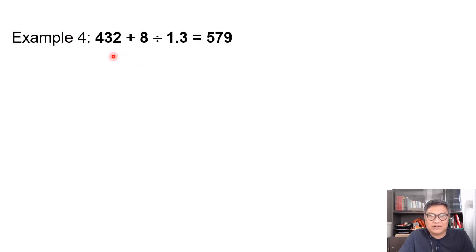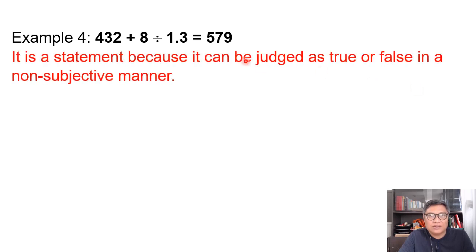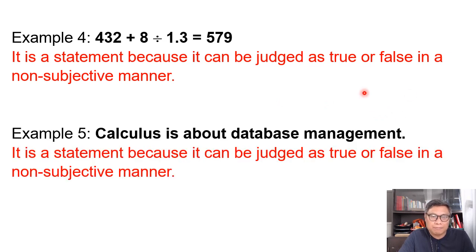Another example here is 432 plus 8 divided by 1.3 is 579. This is a mathematical sentence, and it is considered a logical sentence because you can evaluate whether the result is true or false. If you use your calculator, you can verify whether 432 plus 8 divided by 1.3 is 579. So you can always verify if the answer is correct or not. This is an example of a logical statement, and again, it can be judged as true or false in a non-subjective manner.